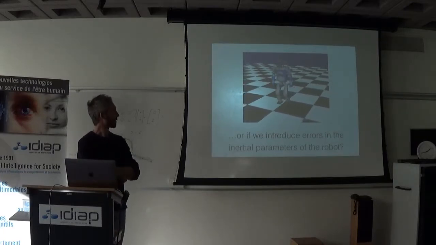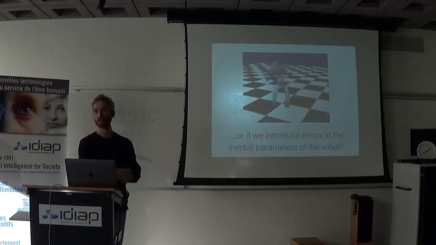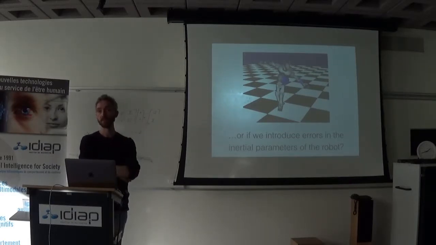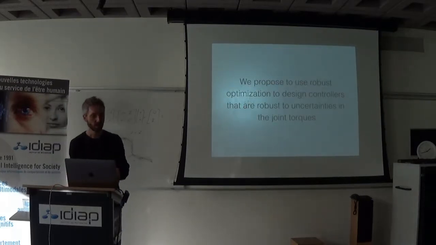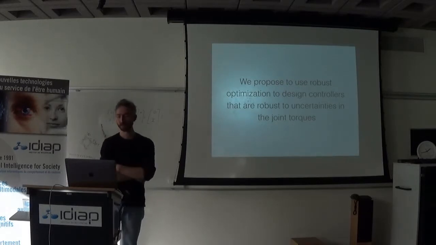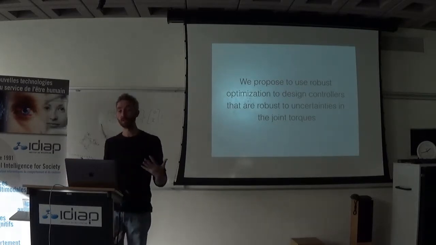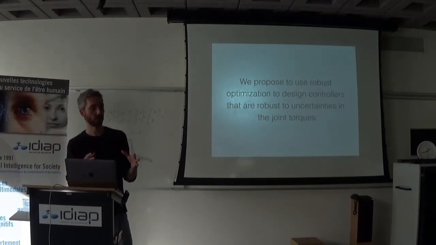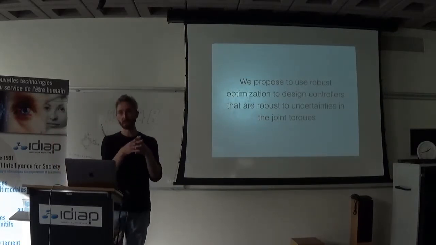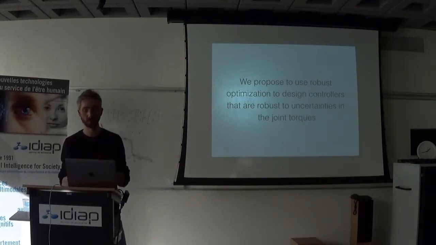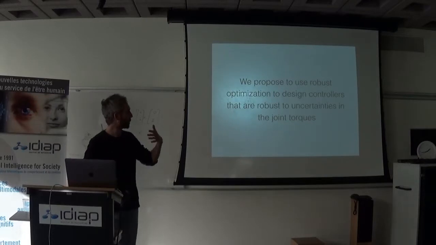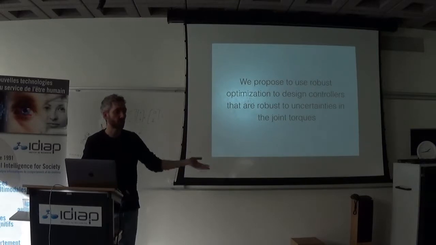What if you introduce error in the inertial parameters of the robot? So the model that the controller has doesn't exactly match the one that the simulator is using. Well, you see that things can go wrong pretty fast. So the key idea, as I already said, is to use robust optimization techniques to take into account that we have uncertainties. In particular, we have uncertainties in the joint torques of the robot, so in our control input. The question is, how do we model these uncertainties? Because we want to have a model, we cannot just say, okay, I have uncertainties.